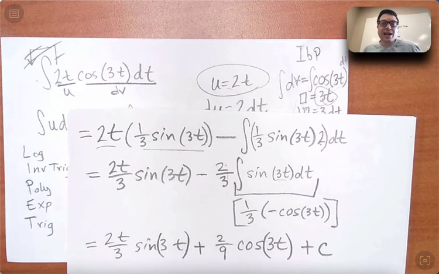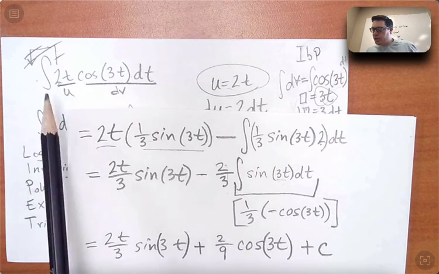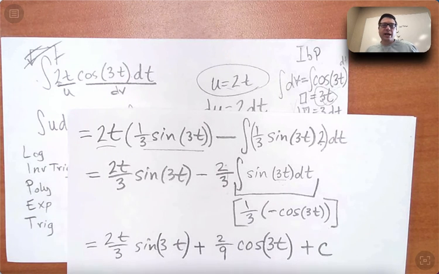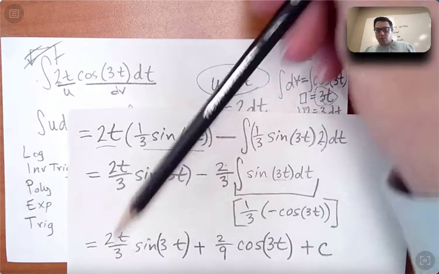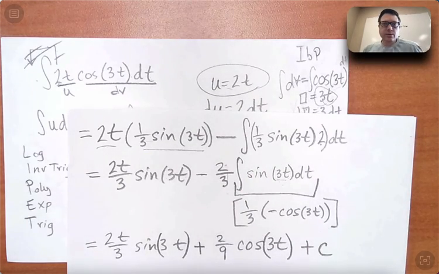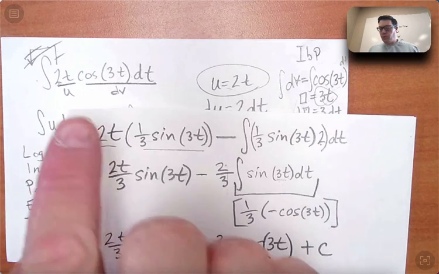There you have it, the antiderivative of 2t cosine of 3t. And if you take the derivative of our answer, that's kind of the proof of this is left to the reader sort of a thing. You will see that it all collapses and combines back into the original function.